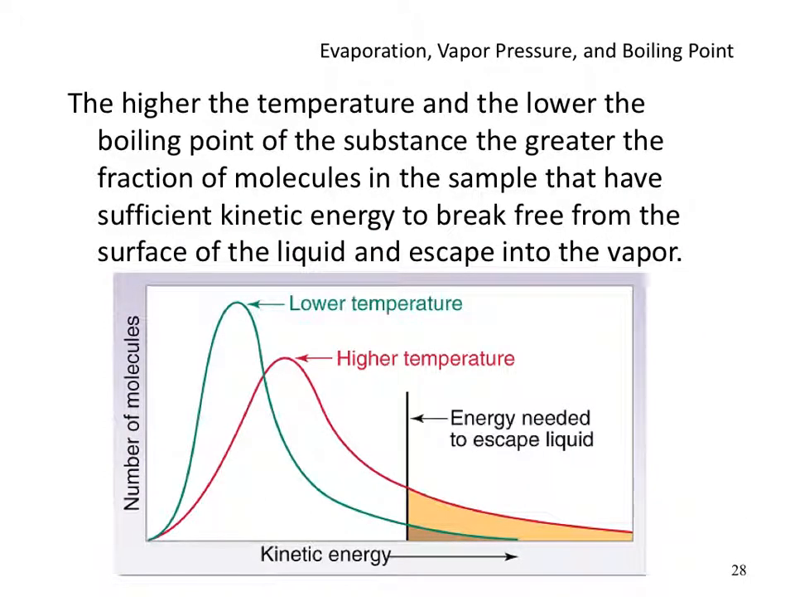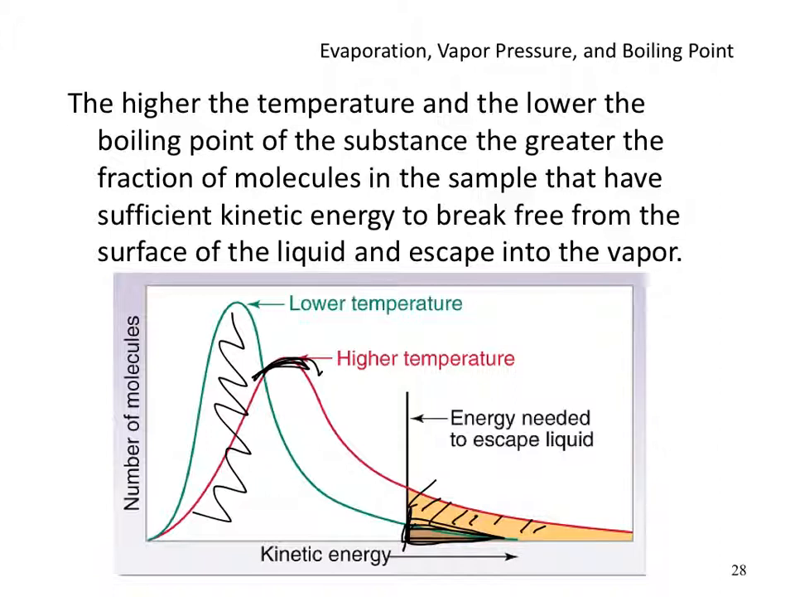This is what these curves essentially show us. I want you to look at the green curve first, which is the curve at the lower temperature. Essentially what we are looking at is the number of molecules under that curve versus the kinetic energy. The fraction of molecules which have the threshold energy is very, very minimal. On the other hand, as you increase the temperature, the curve gets flatter, and that means there is a greater number of molecules which have the sufficient energy required to escape the liquid phase. So greater the temperature, greater will be the fraction of molecules in the sample that will have sufficient kinetic energy to break free and go from the liquid phase to the vapor phase.